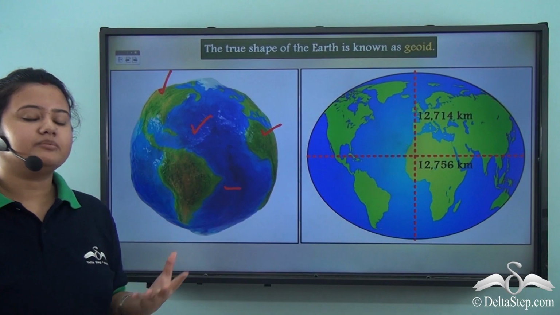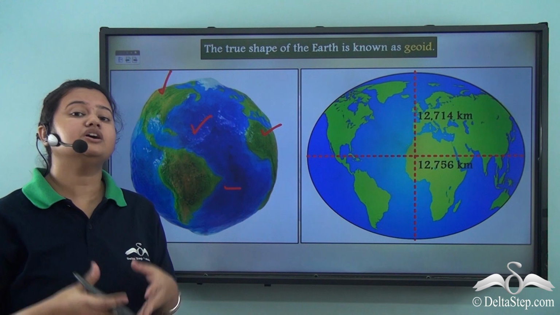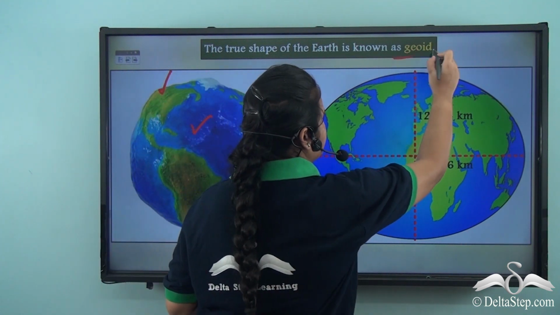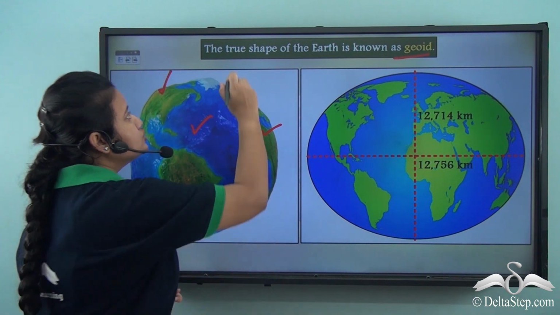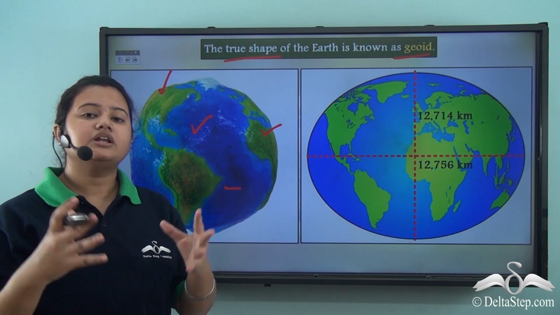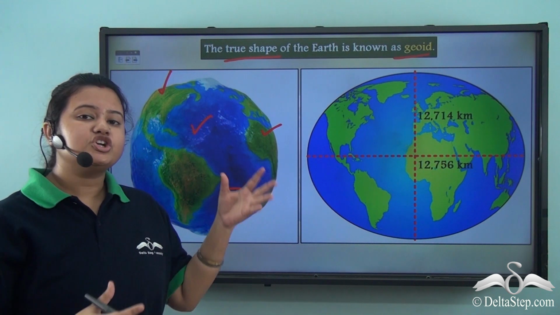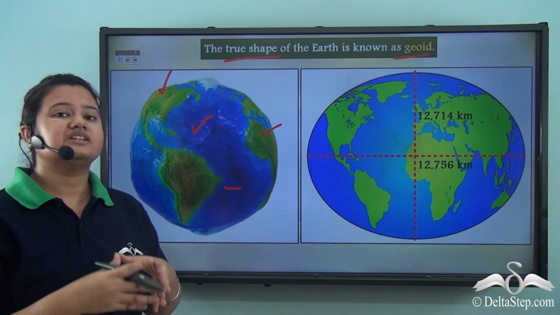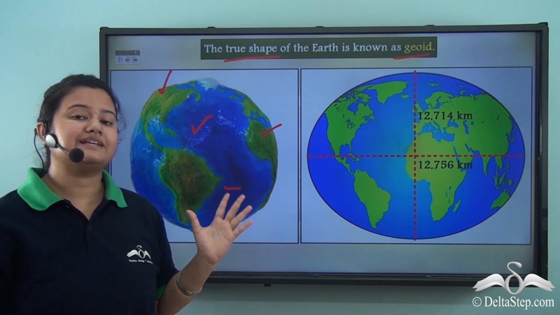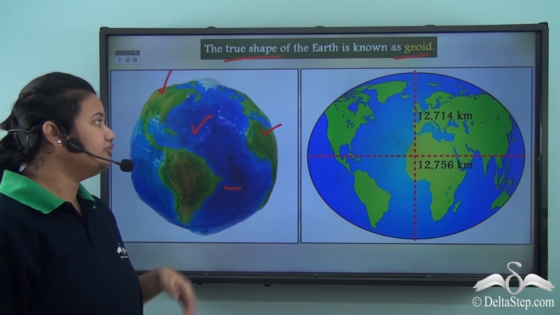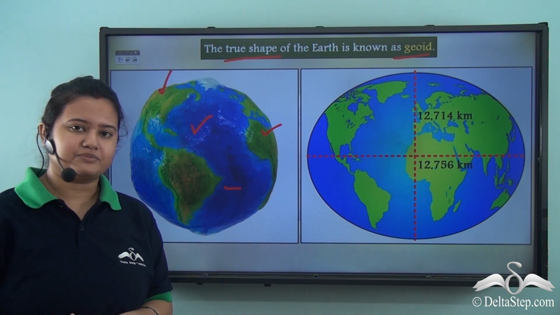So a new term has been introduced to define the true shape of the Earth, and this is known as geoid. So geoid refers to the true shape of the Earth, where geoid means an irregularly shaped ball. So geoid defines the true shape of the Earth because in reality the surface of the Earth is not exactly smooth. Rather, it is uneven due to the presence of water bodies and landforms.